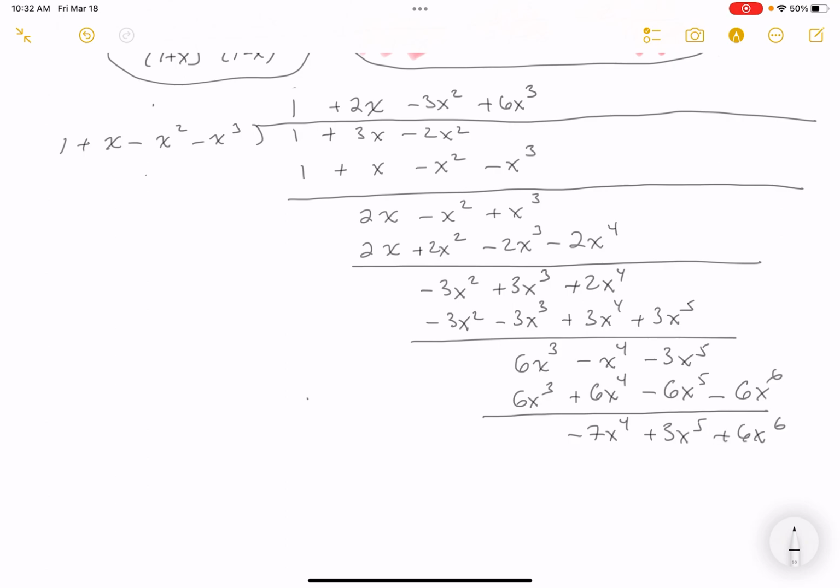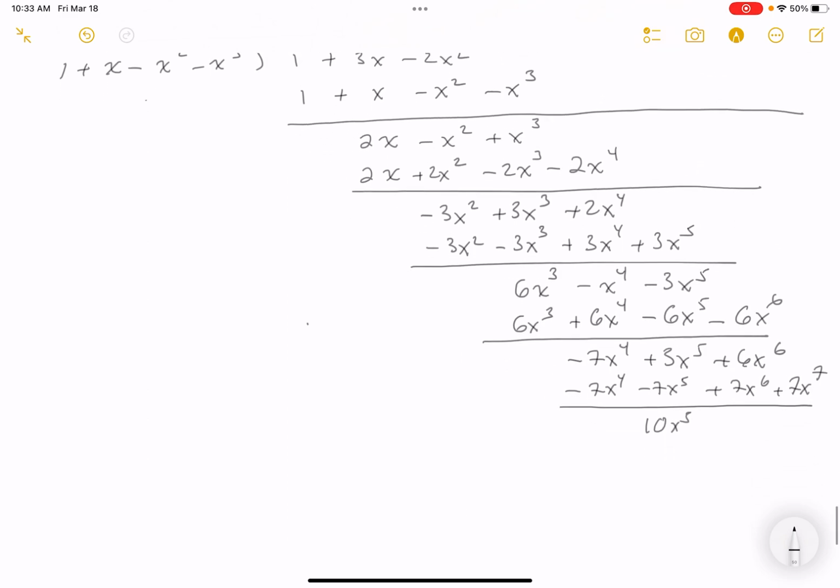All right, we're getting close. What's the next term going to be? Minus 7x to the 4th. What do you get there? Minus 7x to the 4th. Minus 7x to the 5th. Let's see, plus 7x to the 6th. Plus 7x to the 7th. Subtract.